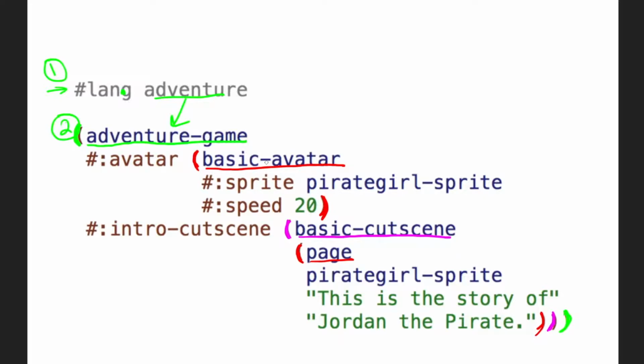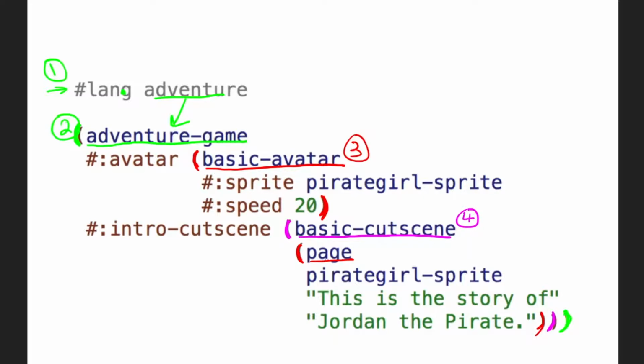Chunk number 2. Now inside of that, there is another chunk that starts with basic avatar. And once again, you don't have to remember everything inside of that chunk number 3. You don't have to remember Pirate Girl Sprite or Speed 20. I mean, you can if you want to. If it happens to stick in your brain, you can. But for this exercise, where I'm going to ask you to try to remember this code, you don't have to get everything. You just have to get something about the structure.